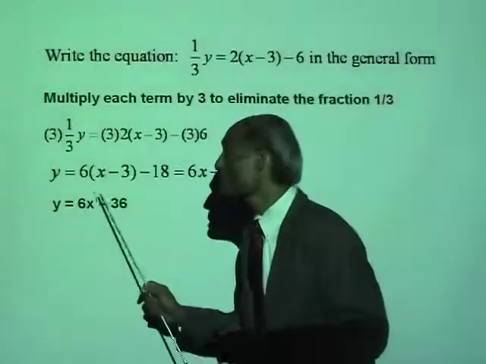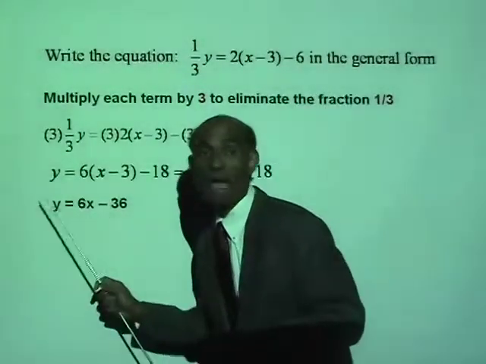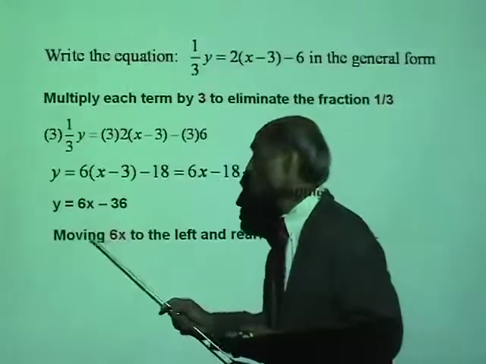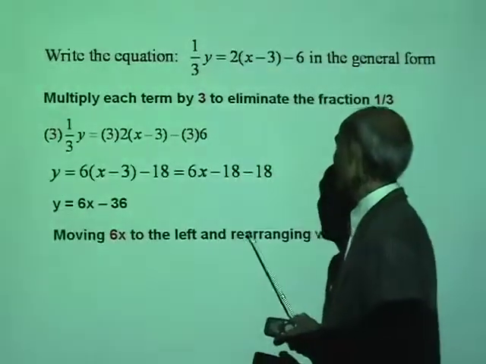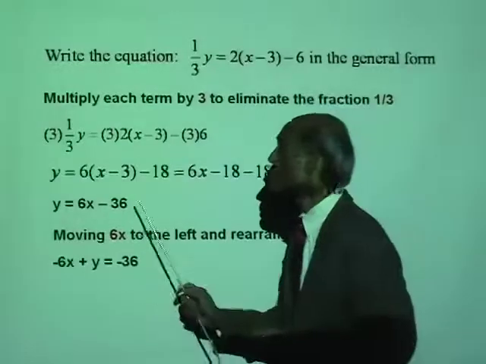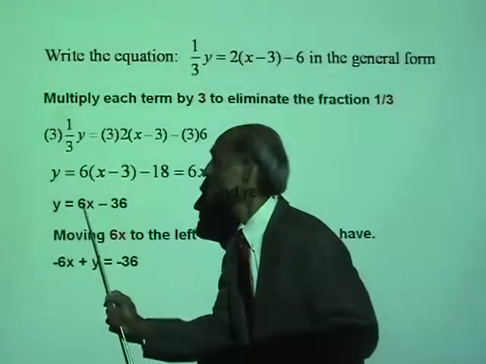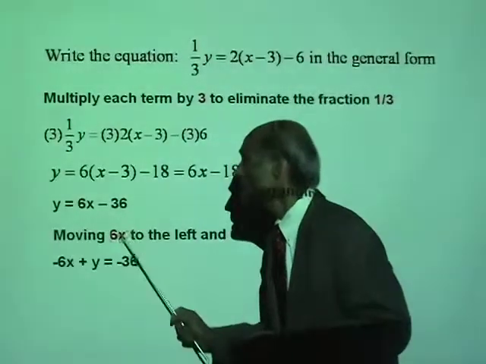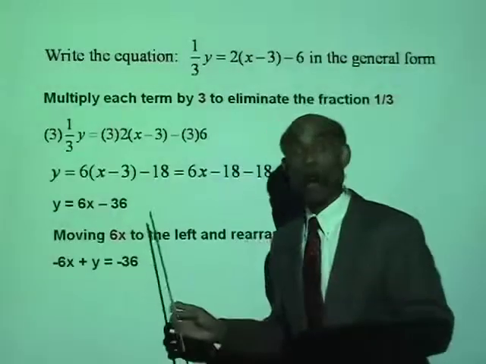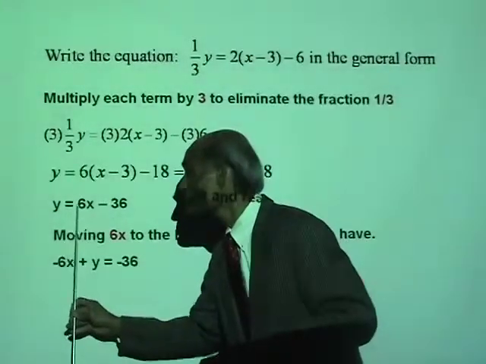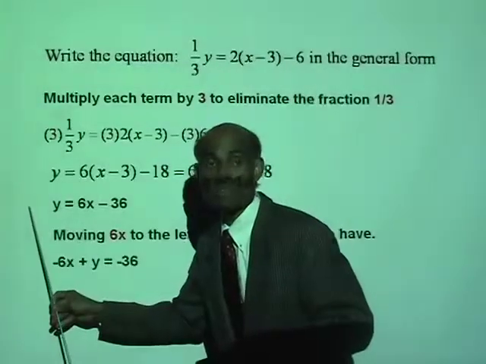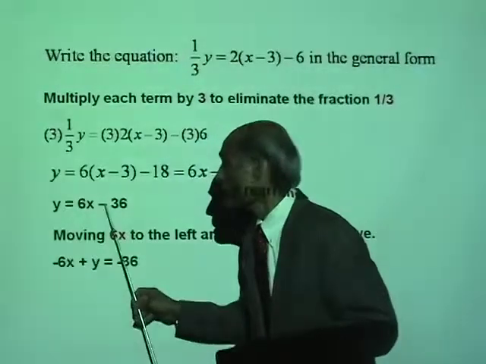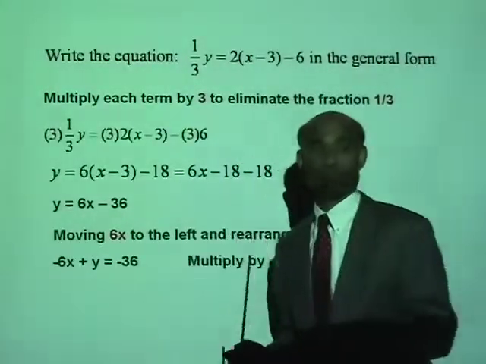And now you need to write it in the form ax plus by equal to c. So moving 6x to the left and rearranging, let's move 6x to the left. You get 6x going to the left becomes negative 6x plus y equal to negative 36. So the only thing we did is move this 6x from the right side to the left side. It became negative 6x plus y equal to negative 36.